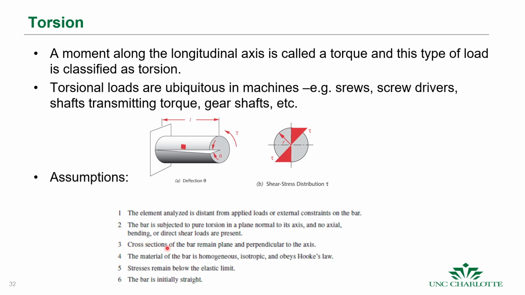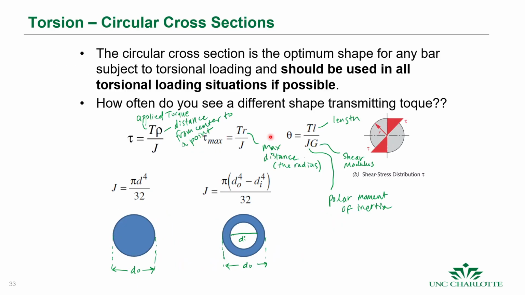We assume that the cross section of the bar remains plane, that the bar is homogeneous, isotropic, and obeys Hooke's law, and the stresses are below the elastic limit, and the bar is initially straight. Those are some of the assumptions when we use this formula. The formula here is just the applied torque times the distance from the center point over J, and J is the polar moment of inertia for a cylinder. We have this expression for a tube. We have this expression for J.